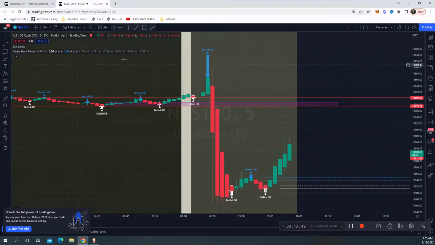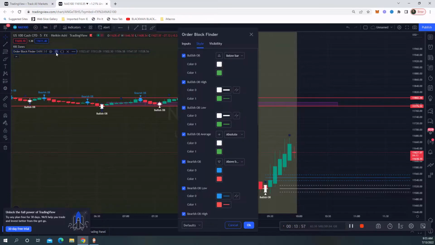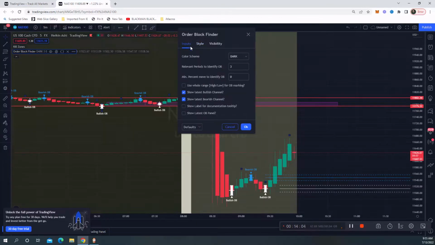Now, let me show you something before I go any further. Let me show you in the settings. When you go into the settings for the order block, leave all of this alone. This is your style. I left that alone. Pretty much the only thing I changed is that it will come set to identify 5 order blocks. I moved it to 3.